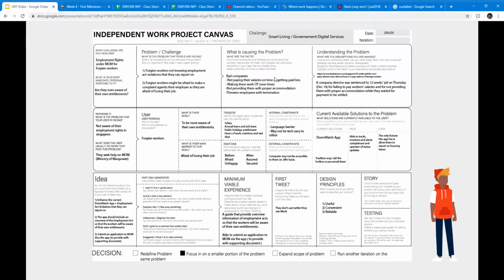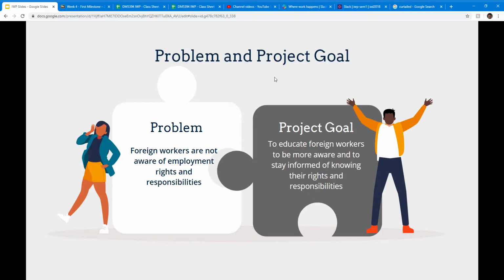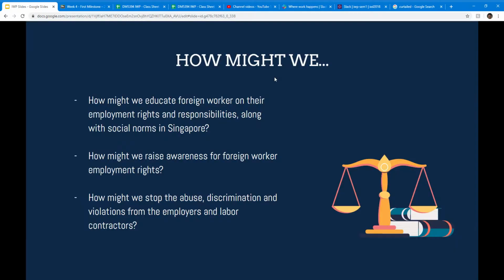So this is my work project canvas. The main problem that I chose to do this is foreign workers are likely not aware of employment rights and responsibilities. So moving on, our project goal is to educate foreign workers to be aware and to stay informed of knowing their rights and responsibilities. So these are the how might we questions.